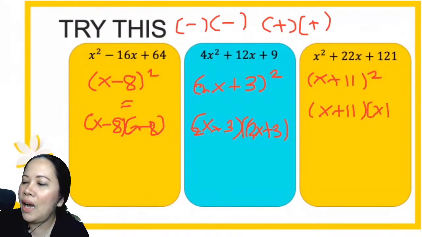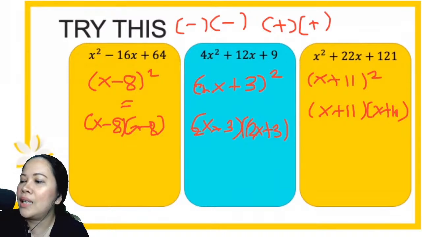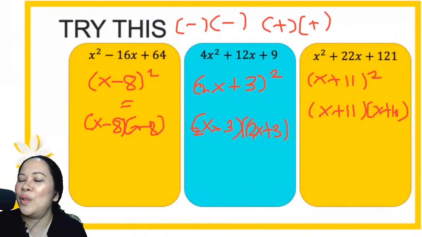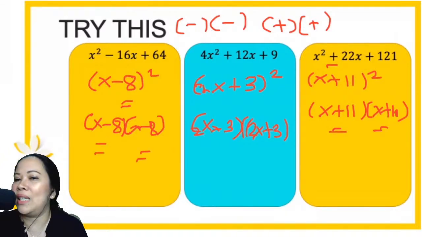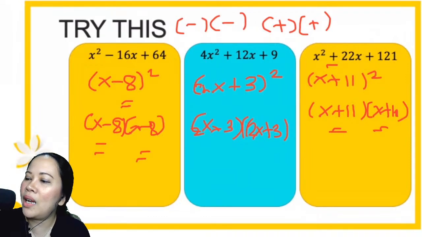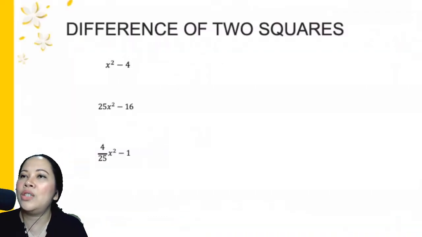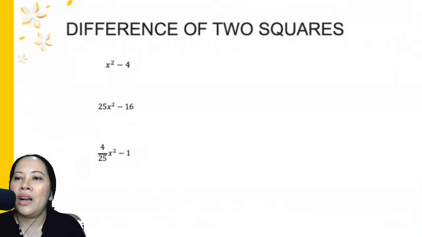So again, how would you check if your answer is correct? 11 squared is 121, and 11 times 2 is 22. And again, if it's plus, both signs will be plus. If it's minus, both signs will be minus. Yes, that is right. Okay, let's proceed to the third factoring.